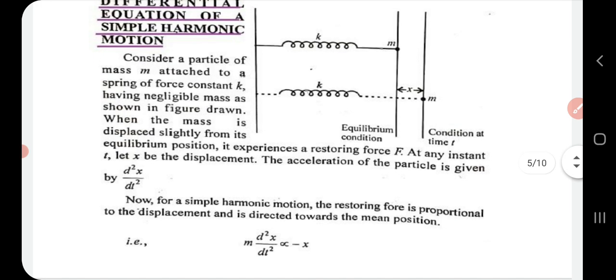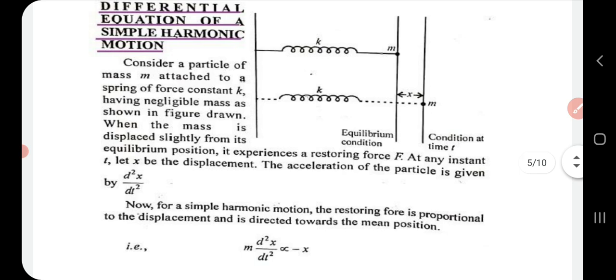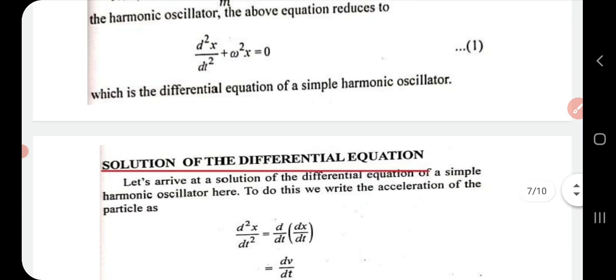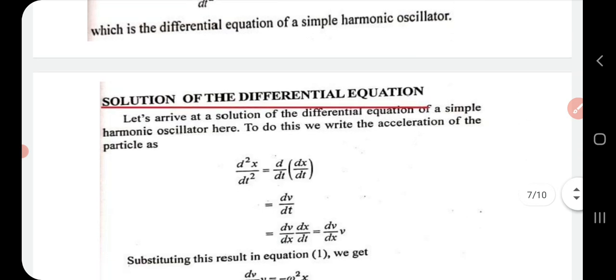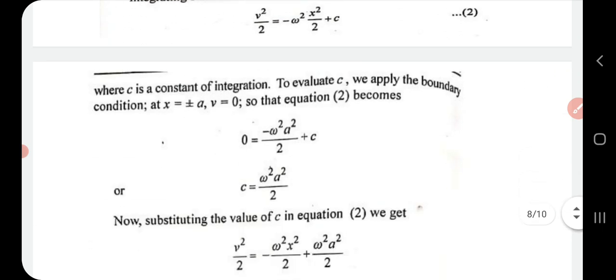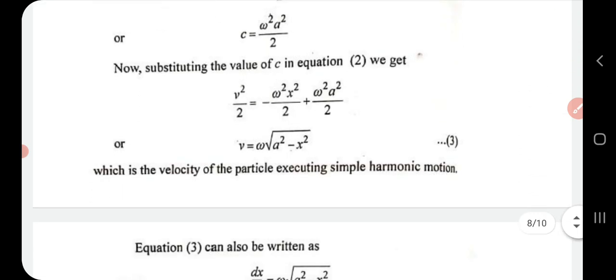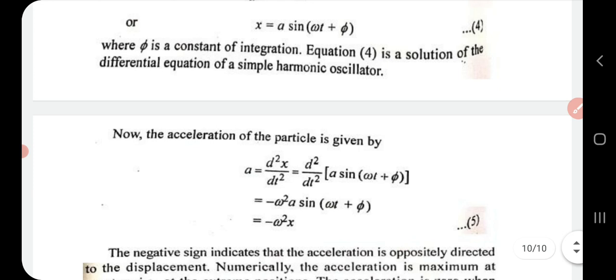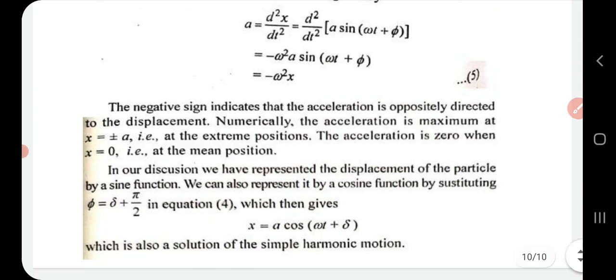First you have to find the differential equation for simple harmonic motion, and after completing this you have to write how to find its solution. So the question will be like this: derive the differential equation for simple harmonic motion and give its solution. You have to combine these two and write, so that will be like an essay.